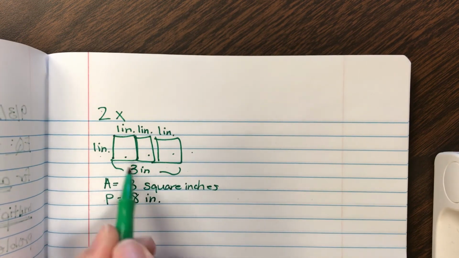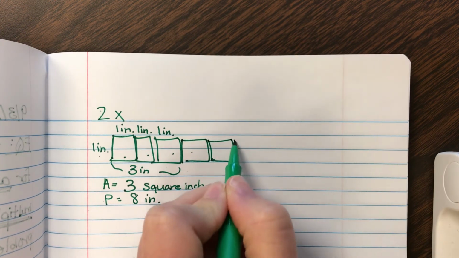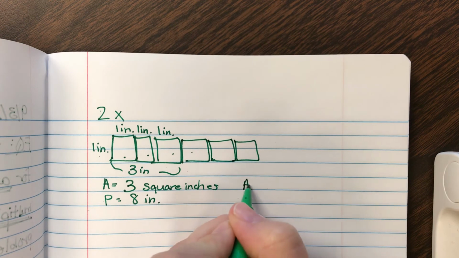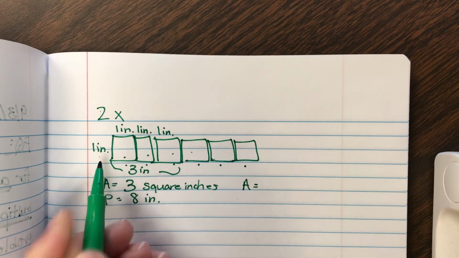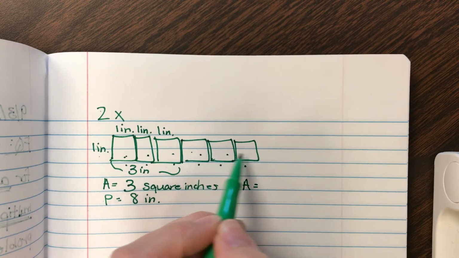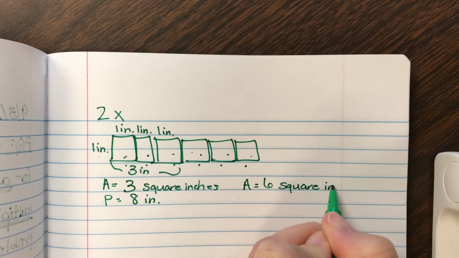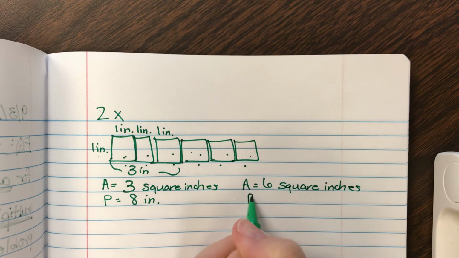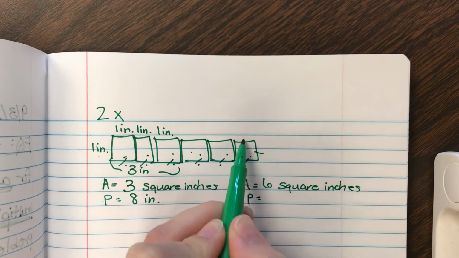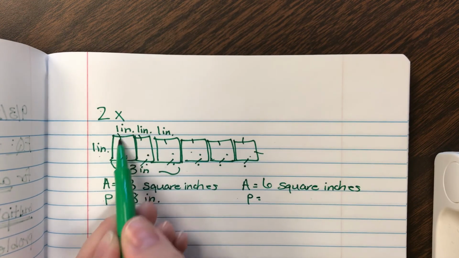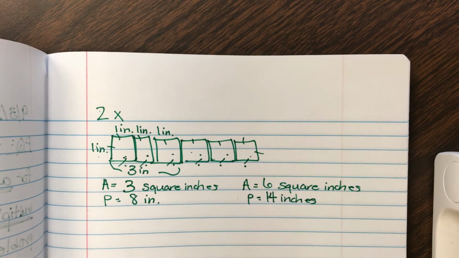But now if we make this 2 times, we need to have 2 of them together. So I needed to add that other 3. So now our area is 1, 2, 3, 4, 5, 6 times 1. And we can see 1, 2, 3, 4, 5, 6 right in there. So 6 square inches. And then our perimeter, we're going to count around. So we know that's 1, 2, 3, 4, 5, 6, 7, 8, 9, 10, 11, 12, 13, 14 inches all the way around, just like that.